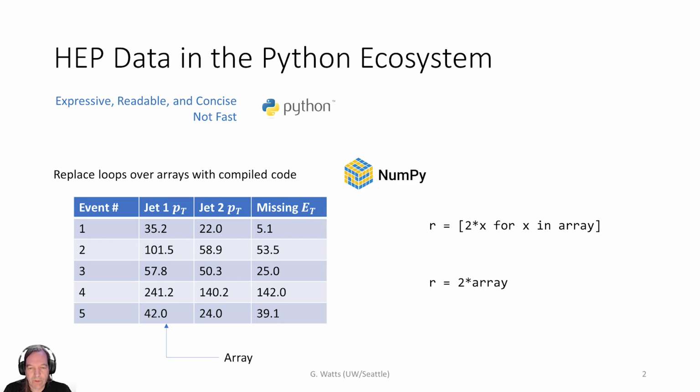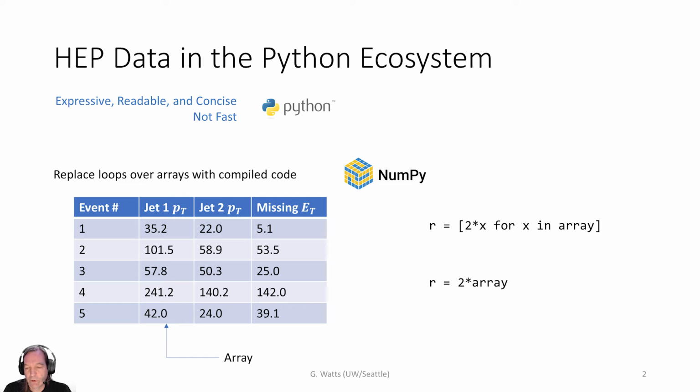Consider, for example, this table of values, one row for every event, a column for each attribute. So for example, the first jet PT. If the first jet PT represents an array, the first expression will double the jet1 PT. This first expression is an implied loop in Python. It executes in Python and is unfortunately slow.